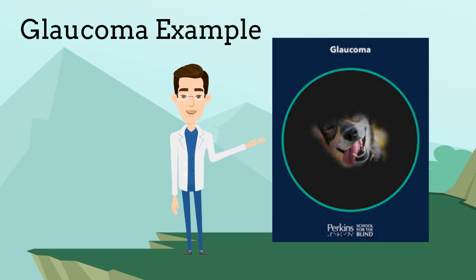This is an example of glaucoma from Perkins School of the Blind. As I previously discussed with glaucoma, some people have said it's like looking through a straw or looking through a tunnel. The outside of the eye has been covered up, so you can only see through the center of the eye and a little tunnel vision through here.